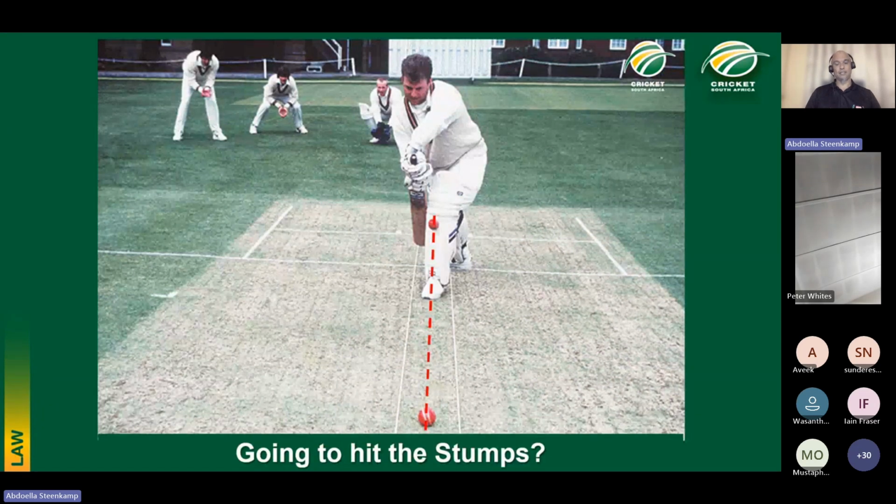Where did it pitch? In line, hit in line. If you think this is going on, give the striker out.